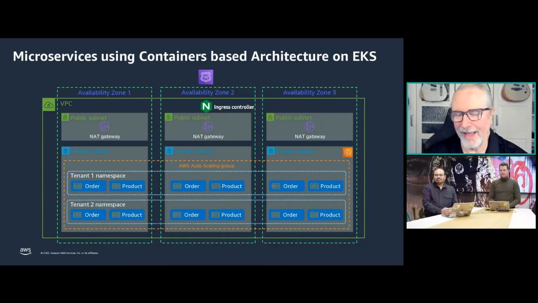So maybe more generically, how would you think about observability and managing this, Andreas, from a StackState standpoint? Yeah, that's a good question.